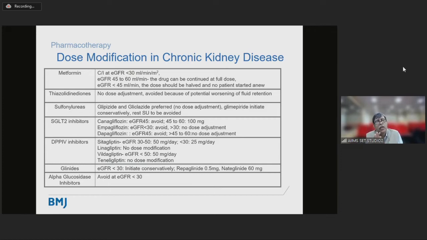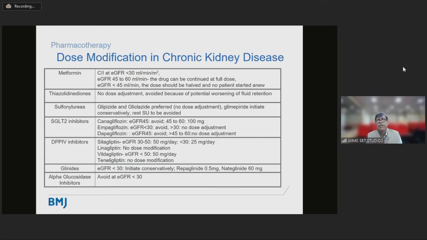Glipizide, as I said, I can use glipizide and gliclazide, but I don't like giving it beyond a creatinine of 2.5. For the SGLT2 inhibitors, anything less than 30, you're really not going to get a good glucose lowering effect. The rest are nuances. DPP-4 inhibitors, you modify the dose for SITA.